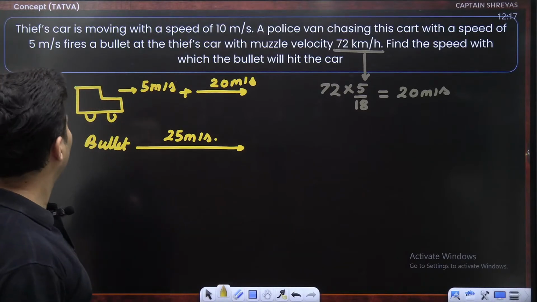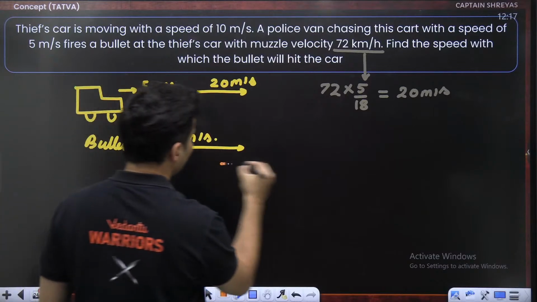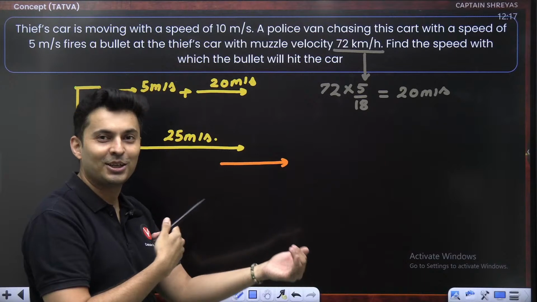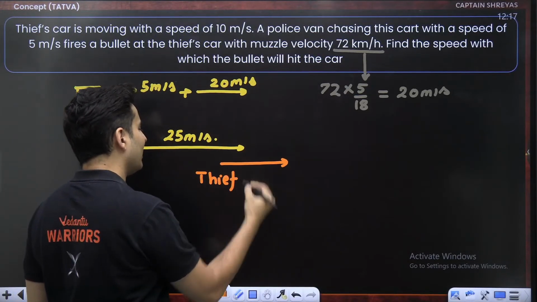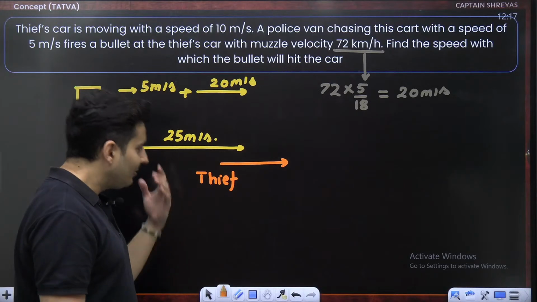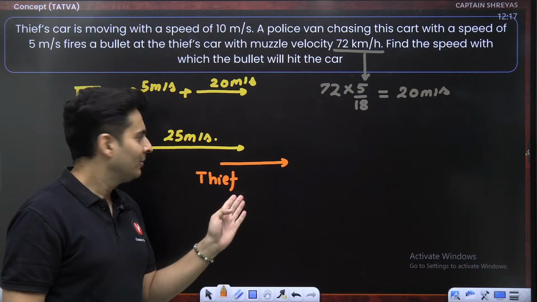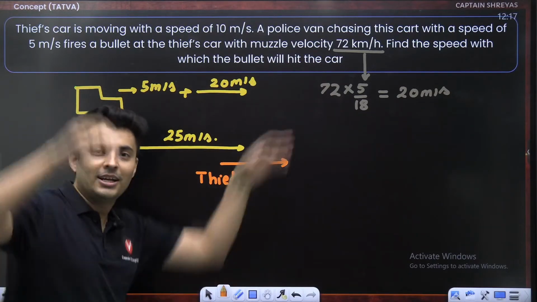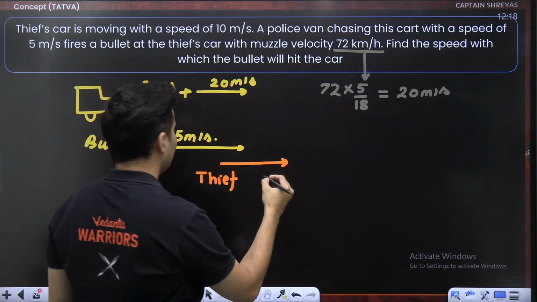Okay. Thief moving at 10 meters per second. Obviously, the thief will be going in the same direction. Obviously, the thief can't be going in the opposite direction. People ask me such doubts. Sir, how do you know the thief is going in this direction? See, assume that the thief is smart. Otherwise, what kind of thief will you become? You're moving opposite to the police, you want to be caught. Hey, come here, I'll catch you. No. So the police car is going in this direction with what speed?